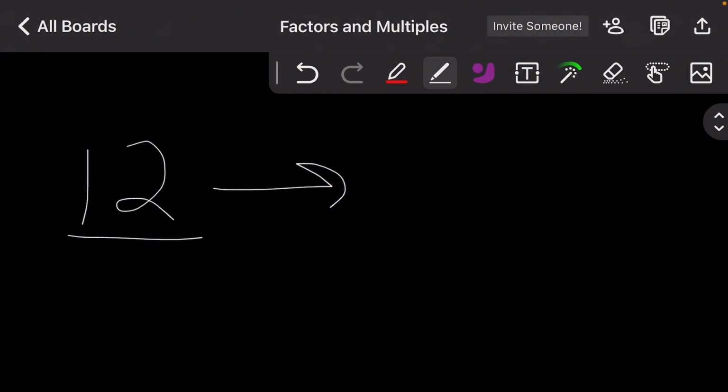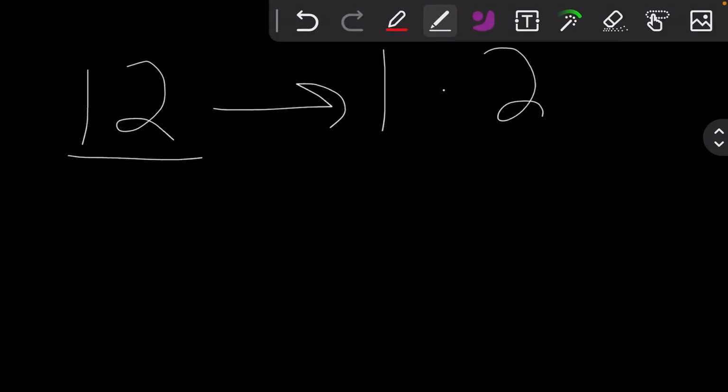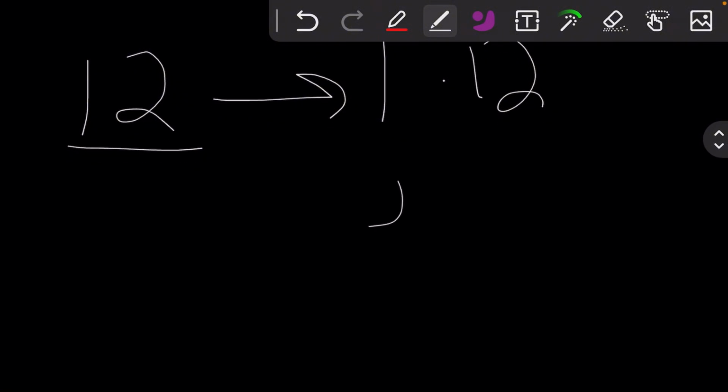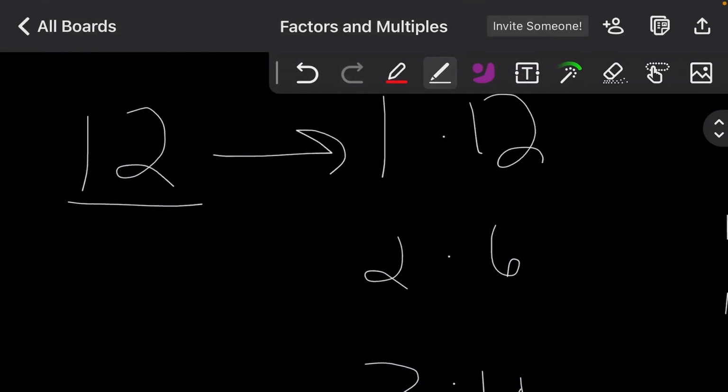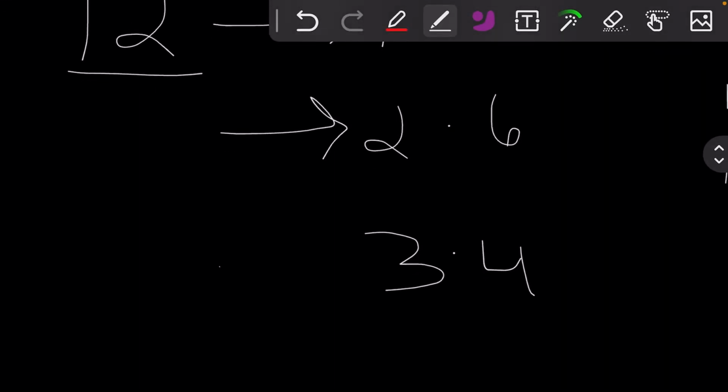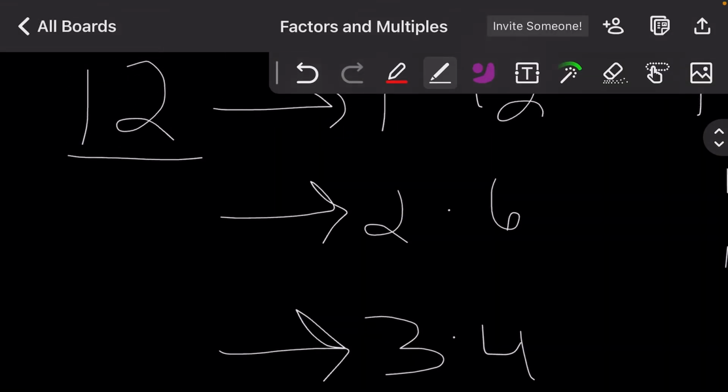Now, for this one, there are multiple factors. So we can do 1 and 12. Then we can do 2 and 6. We can do 3 and 4. And that's about it. So these are factors of 12. These are numbers that when you multiply them, they give you 12.